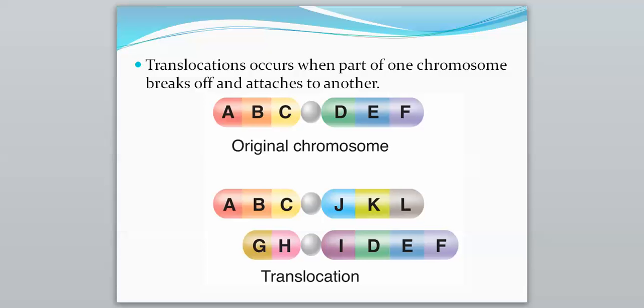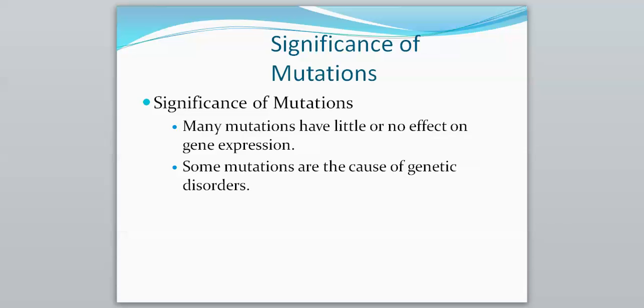So we're going to finish off this section with the significance of mutations. Many mutations, I think we've mentioned this earlier, will have little or no effect on gene expression. Those will be things like the substitutions we first talked about, and those are just minor changes that really don't have any big effect. However, some mutations are the cause of genetic disorders, which we looked at in class. Some mutations are severe enough that they will actually give us what are known as genetic diseases and disorders.